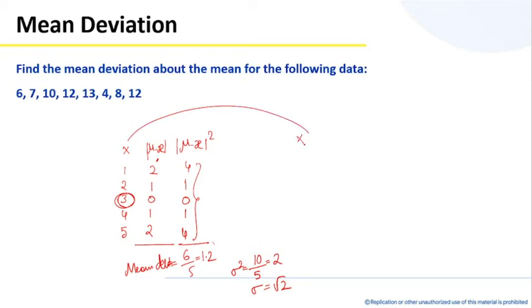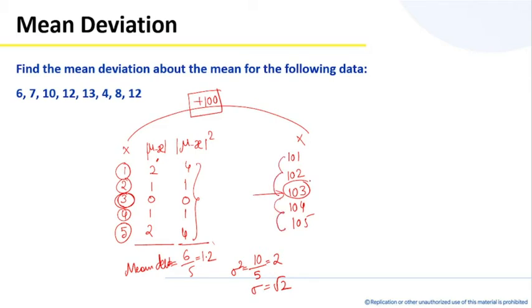Instead of taking 1, 2, 3, 4, 5, I'm taking 101, 102, 103, 104, 105. What is it that I'm doing? I'm adding a particular constant, 100, to each and every element in the data set. I've added 1 to 100, 2 to 100, 3 to 100, 4 to 100, 5 to 100. Now what is going to be my mean? Mean is going to be 103 now, because the series is still in arithmetic progression, so my middle observation is definitely 103.